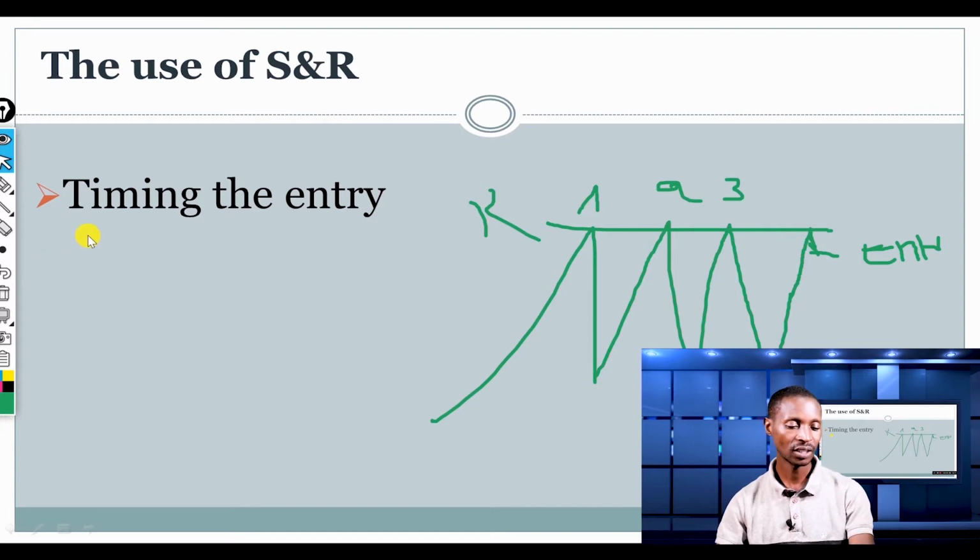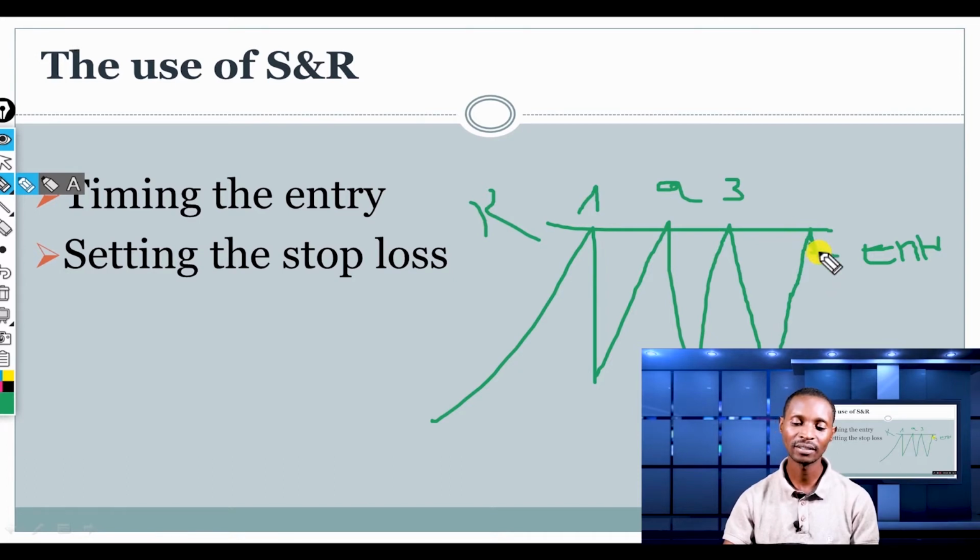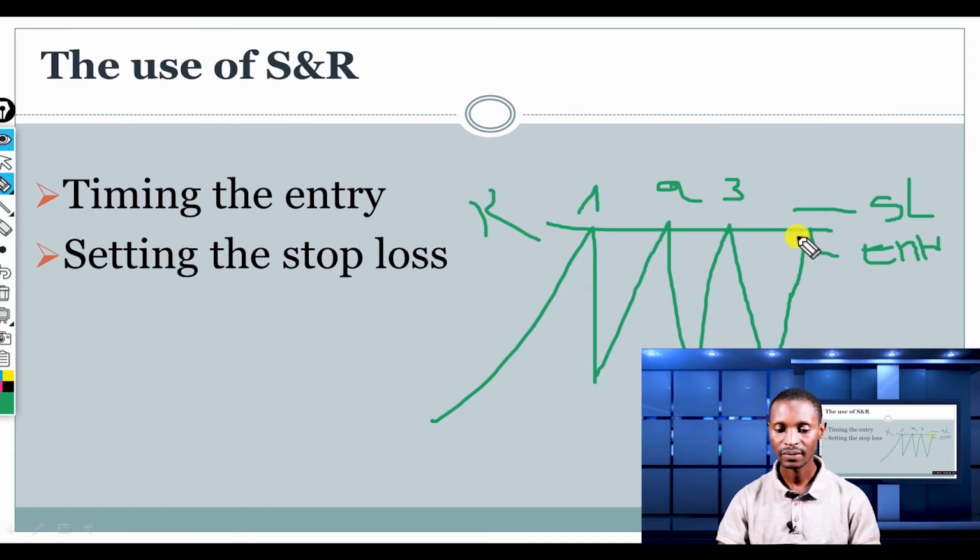The second thing which support and resistance will help us to do is to set our stop loss. Because you know that this is the resistance, you know that the market can fake us and continue up there. And if you do not have a stop loss, you can wipe out your entire account. Therefore, it is recommended to always trade with a stop loss. So you will need to place your stop loss above this resistance.